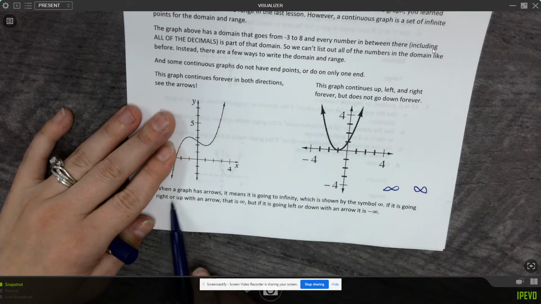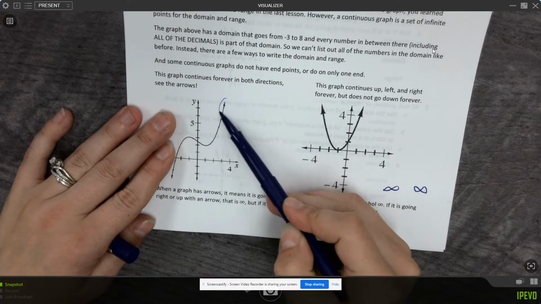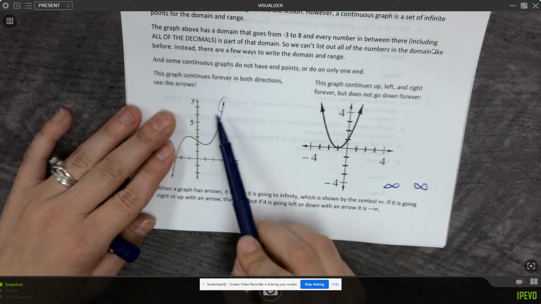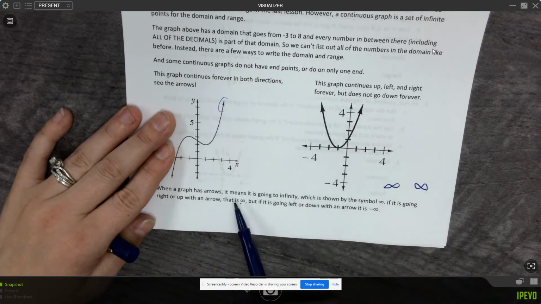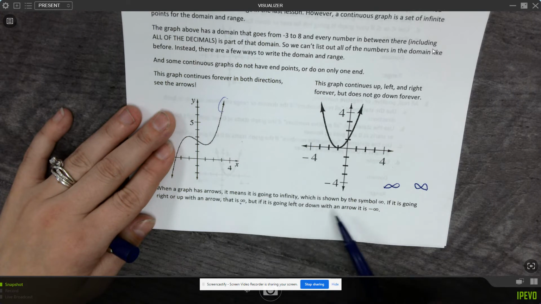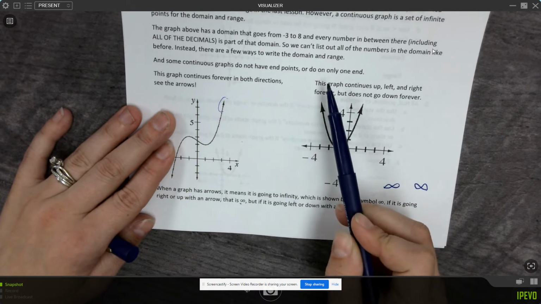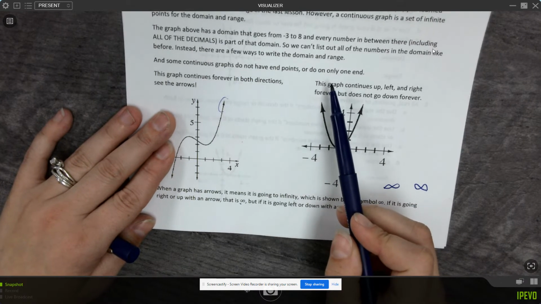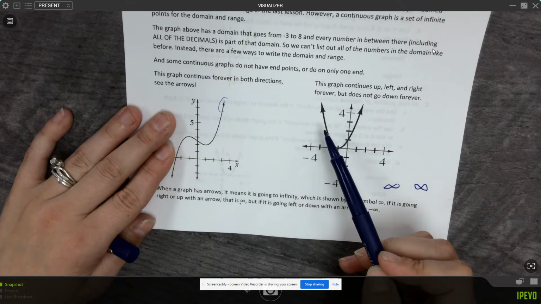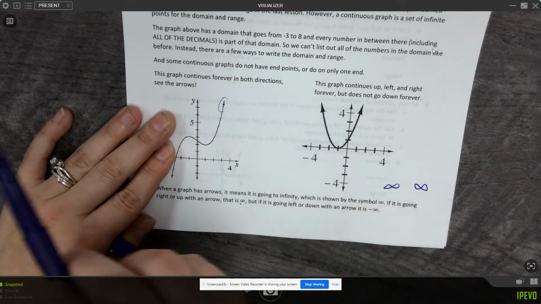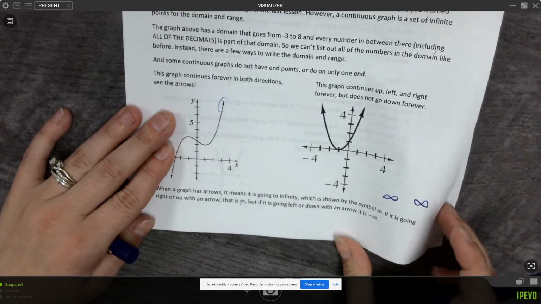If it is going right or up with arrows, so this one right here is going up, that's positive infinity. This also happens to be going to the right. That's also positive infinity. But left or down is going to be a negative infinity. Right? This graph, this one right here, it's going up. That's a positive infinity when I'm talking about your range. But when I'm talking about your domain, it's going left, so that would be going to negative infinity. You just put a negative sign in front of that infinity.